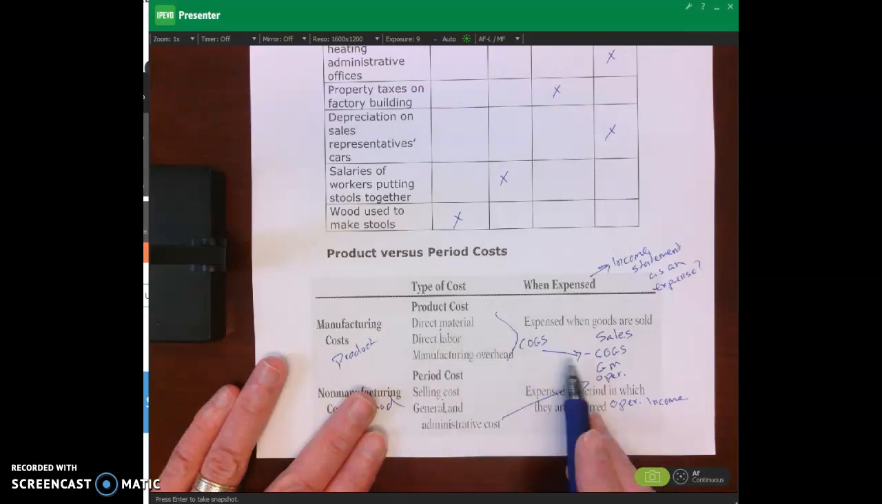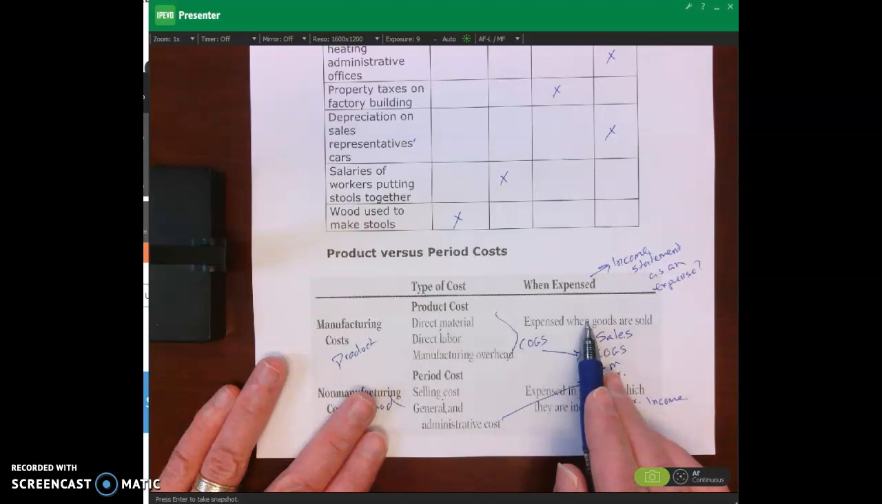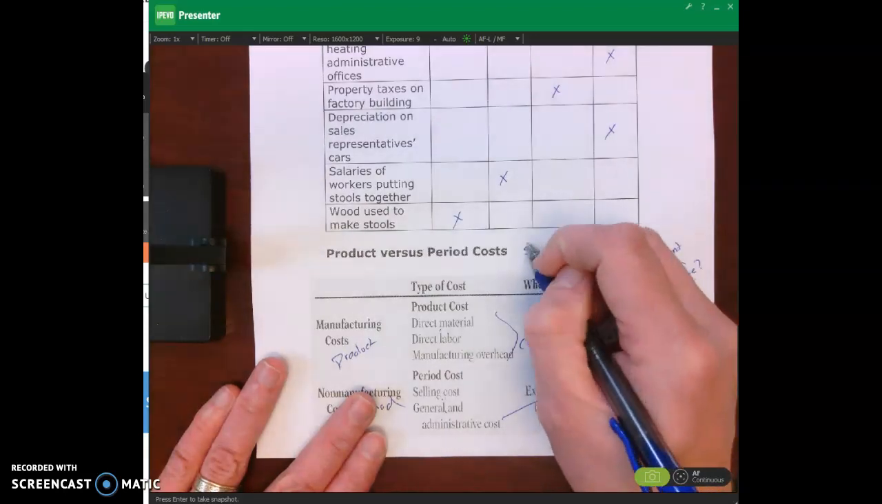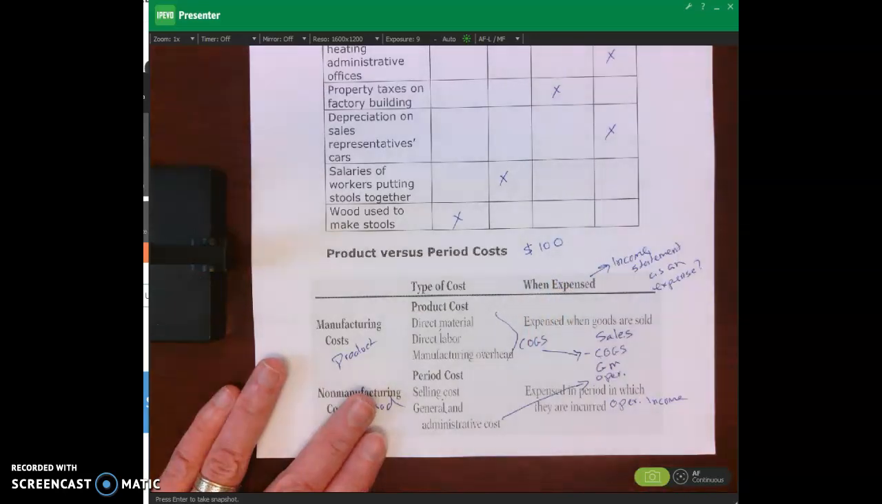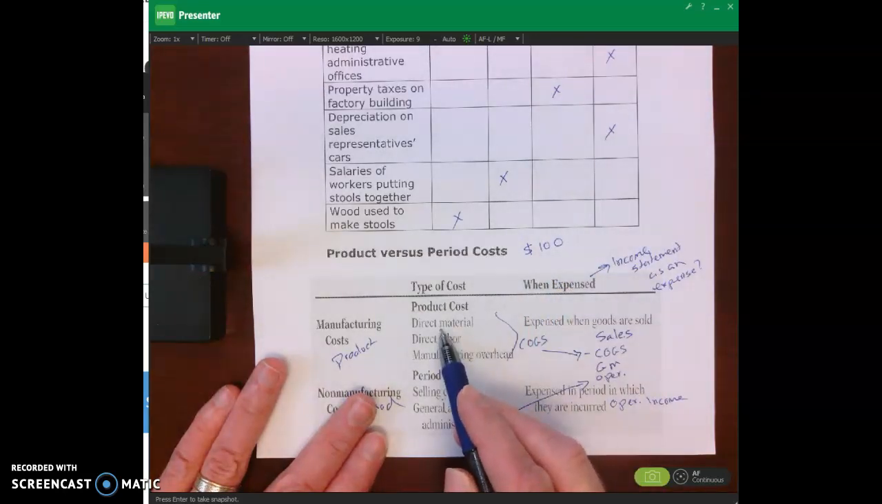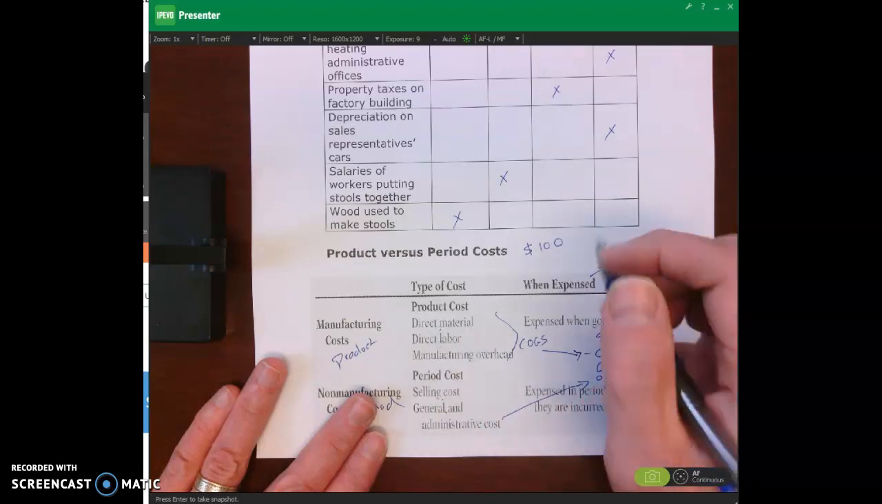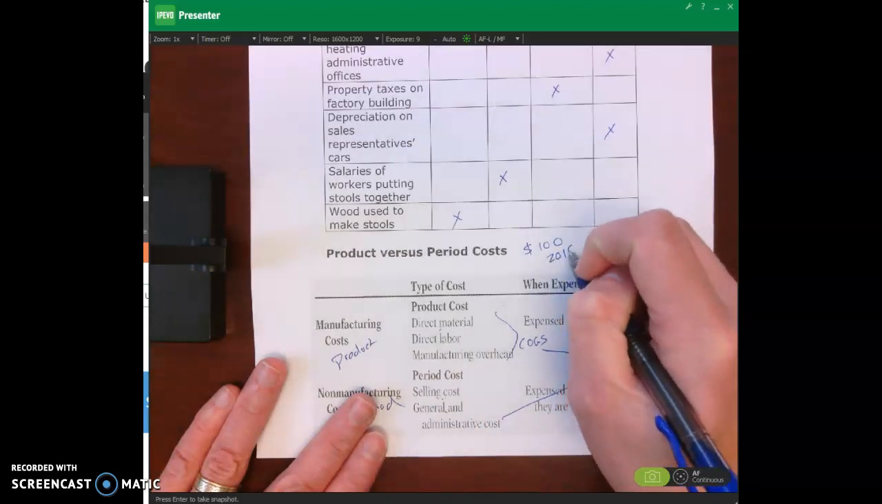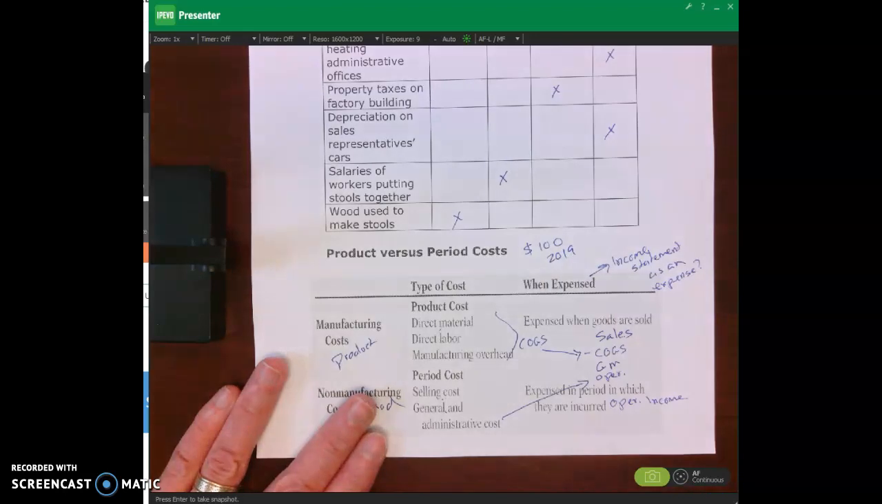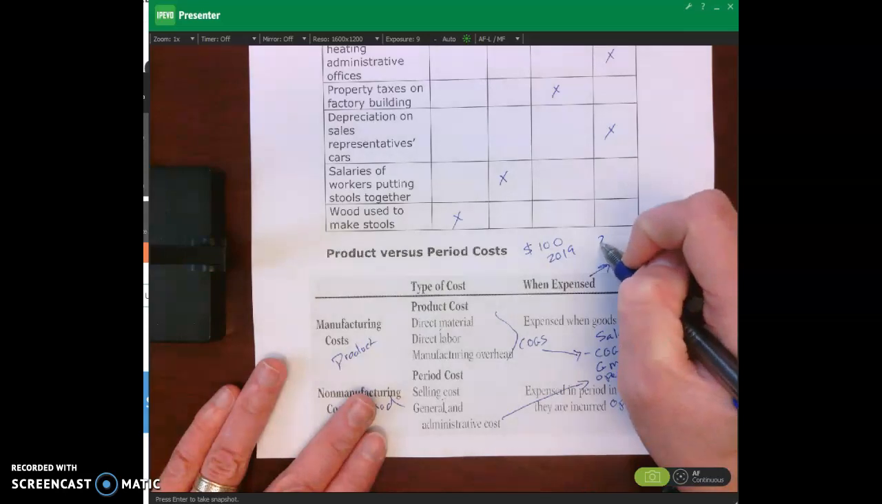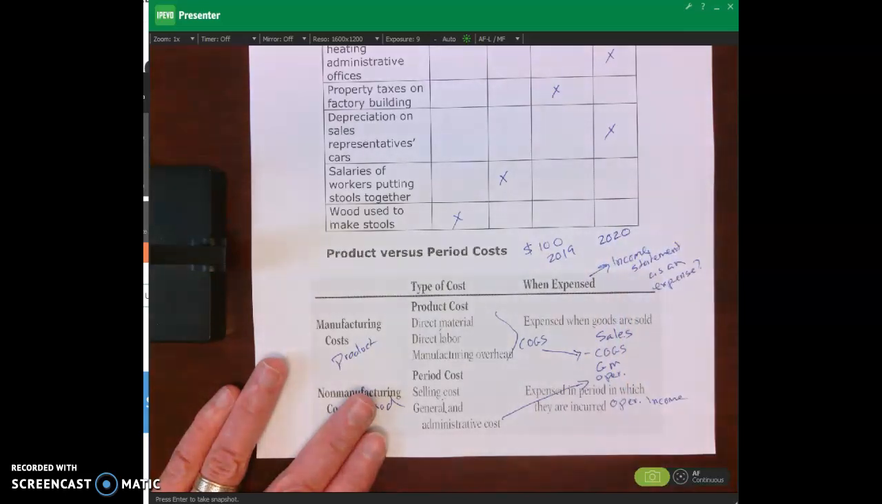These show up in cost of goods sold in the period in which they are sold. So let's say that it cost me $100 to make a table. And that $100 is composed of the direct materials cost, the direct labor, and manufacturing overhead. And let's say that I incurred those costs in 2019. Okay? But let's say I didn't sell the table until 2020.